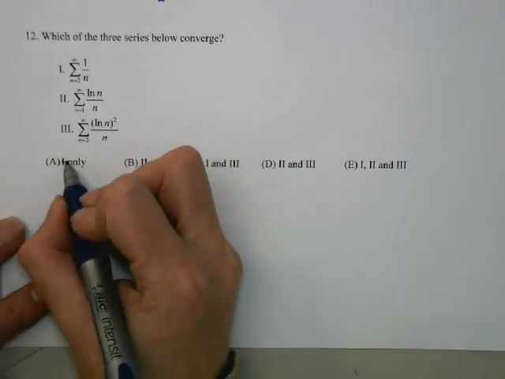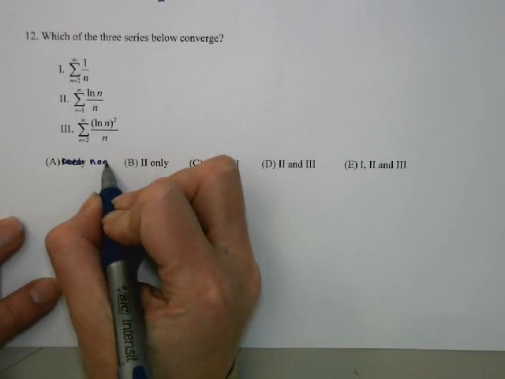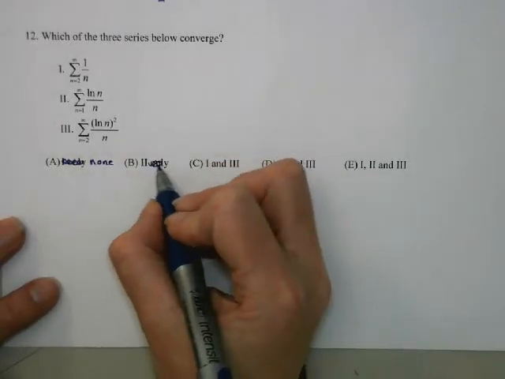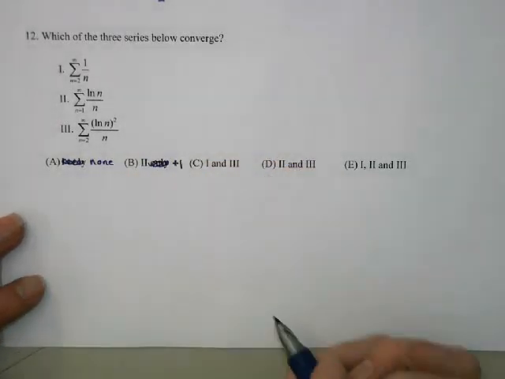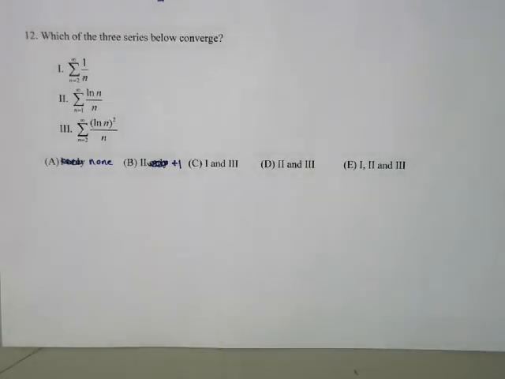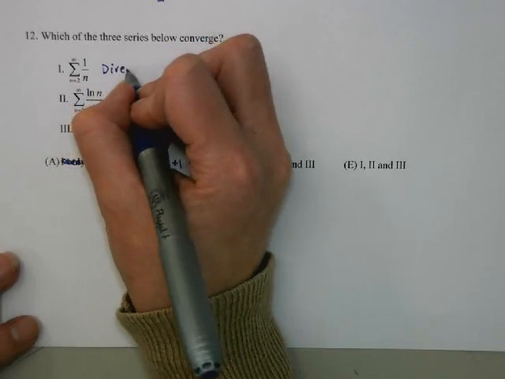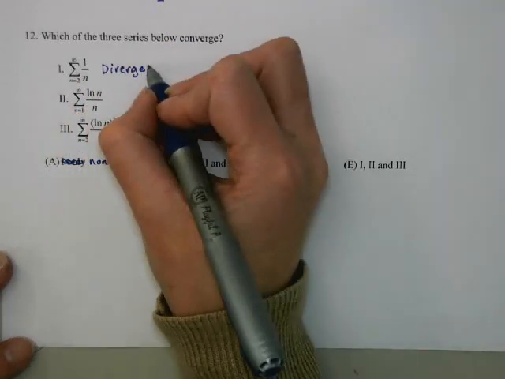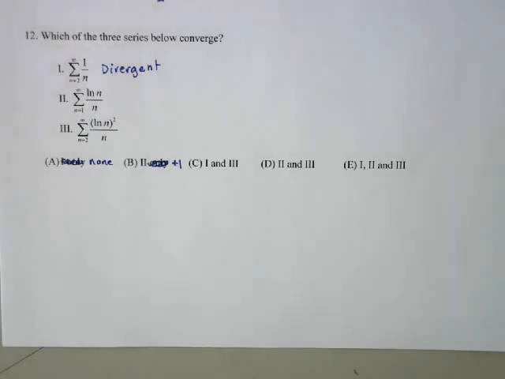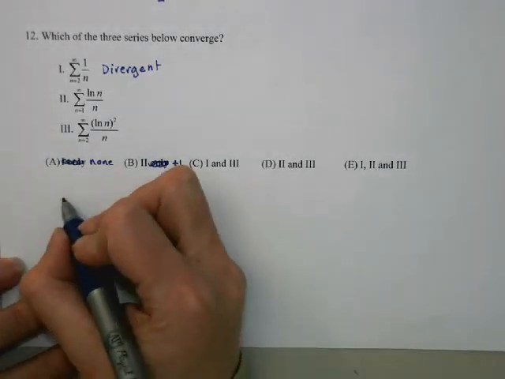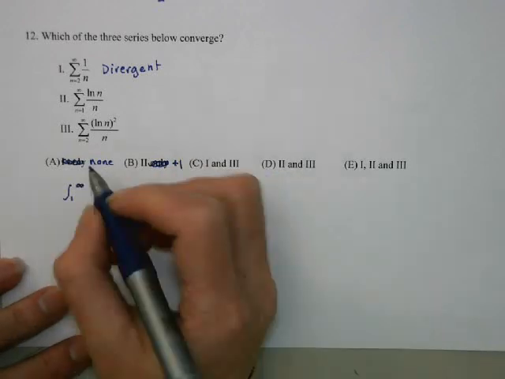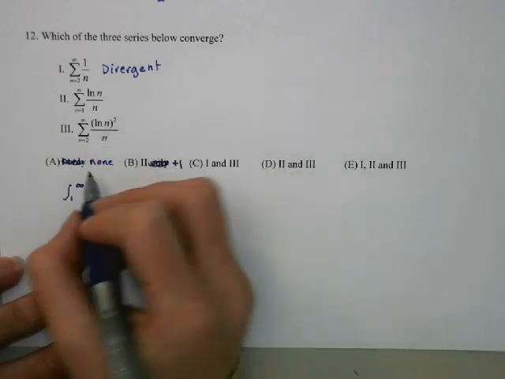Okay, this next one, quick thing. This should say none, and this should be 1 and 2. Anyway, so which of these converge? 1 over n, harmonic, divergent. The other two, whenever you have a natural log in 1 over n, we know we can integrate that with a simple u substitution. So I'm going to look at the integral from 1 to infinity.